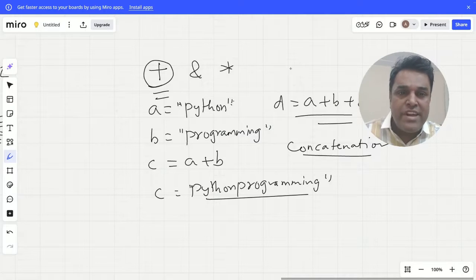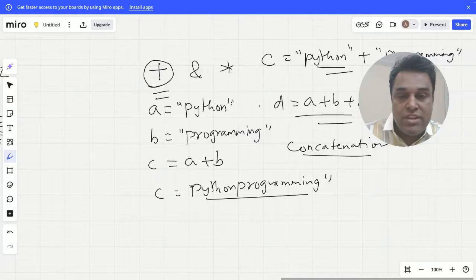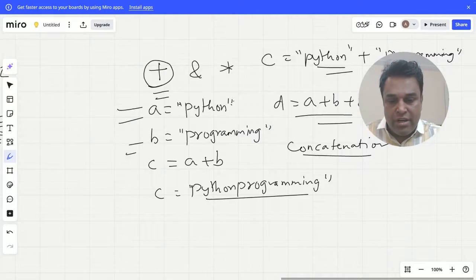We can also give direct constants, for example, c is equal to Python plus programming. So we are directly using the constants, the string literals. We can do it this way also. There is no need of variables. So that is the use of the plus operator.